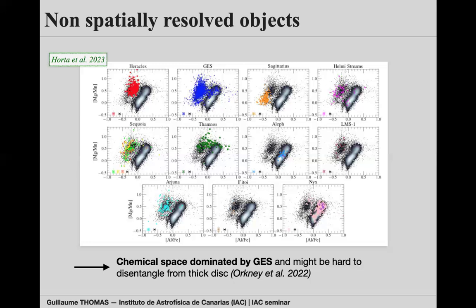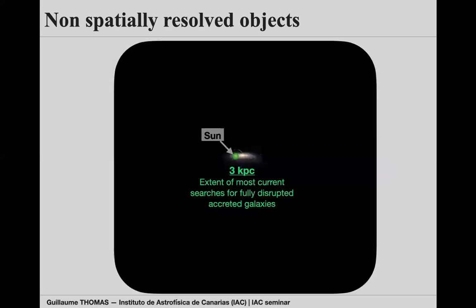And so that's why our project, that we are currently working on, is to combine at the same time the dynamical information and the chemical information to be able to detect accreted galaxies, to disentangle them from in situ stars potentially, but also to be able to say that this structure is coming from that galaxy, this one and this one are coming from this one, and to be able to reconstruct the merger tree.